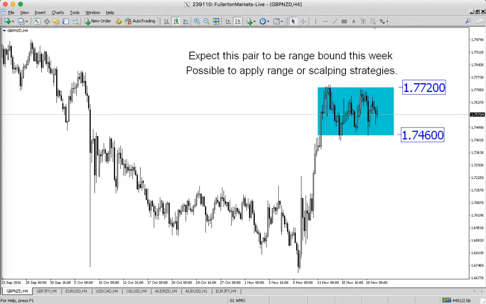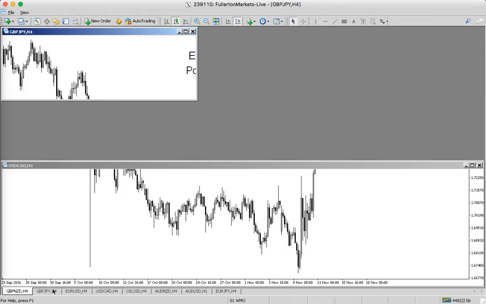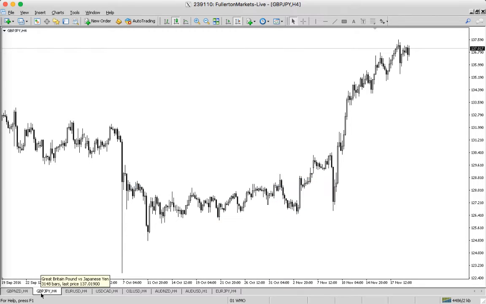Okay, the next currency pair, yes, dollar yen. I'm coming up to it. Dollar chart, daily chart, sorry.